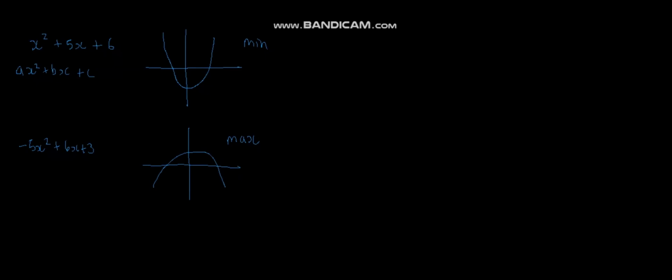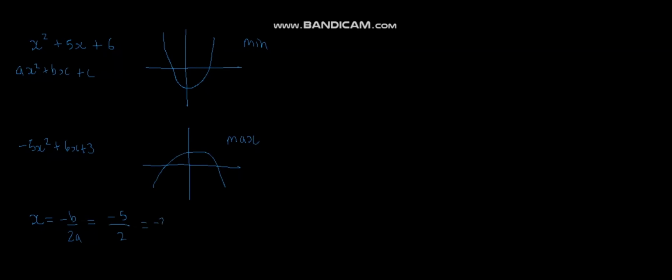you use the formula x is equal to minus b on 2a. Let's apply that to the minimum over here. We would get minus 5 over 2 by 1, which is 2.